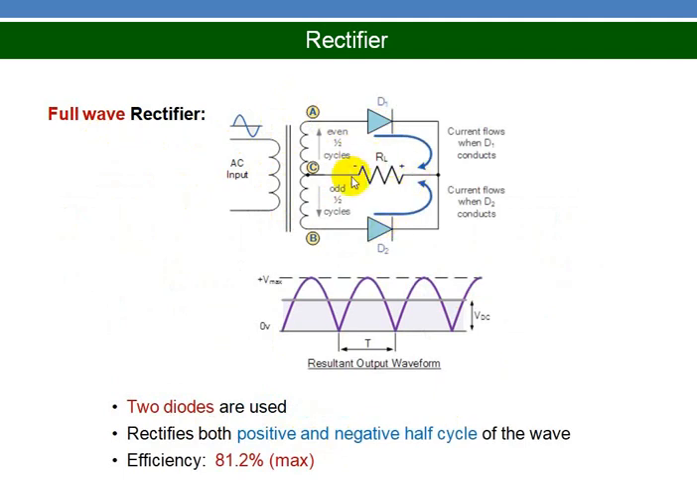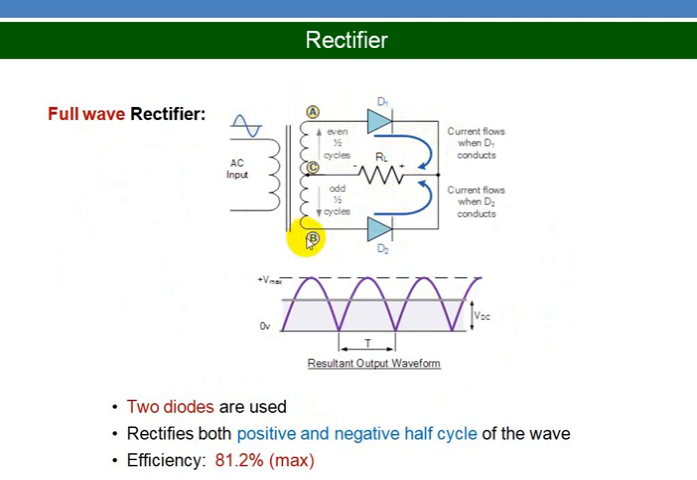Coming to the full wave rectifier, here we need a center tap transformer and two diodes are used, and this is the load resistance. Assume that during the positive half cycle terminal A is positive with respect to B, so this diode will conduct current. Current will be flowing like this in the clockwise direction. So this terminal will be plus, this terminal will be minus, and this diode will not be conducting current.